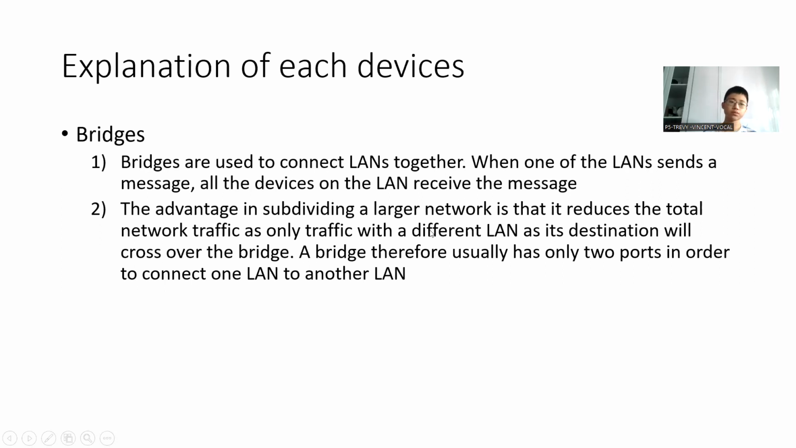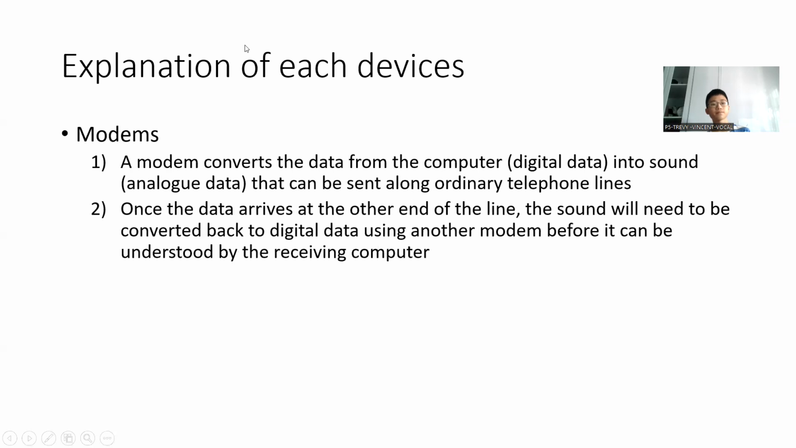When one of the LANs sends a message, all the devices on the LAN receive the message. The advantage in subdividing a larger network is that it reduces the total network traffic, as only traffic with a different LAN as its destination will cross over the bridge. A bridge, therefore, usually has only two ports in order to connect one LAN to another LAN.